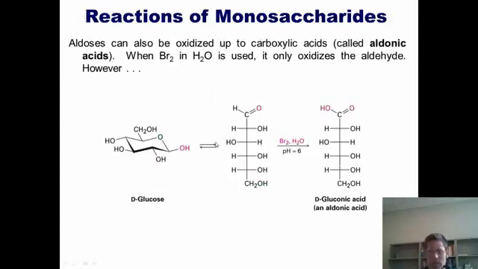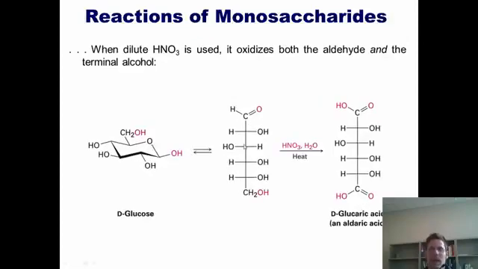Another reaction we'll learn is this one. Aldoses can also be oxidized up to carboxylic acids, which are called aldonic acids. Thus, if I take this compound, D-glucose, which is an aldose because it has an aldehyde on the end, and I treat it with bromine and water, bromine can act as an oxidant and oxidize this aldehyde up to a carboxylic acid. Interestingly, when bromine and water is used, it only oxidizes the aldehyde.